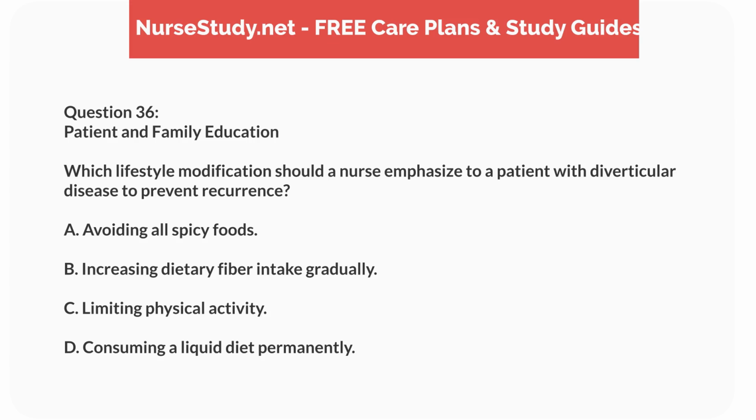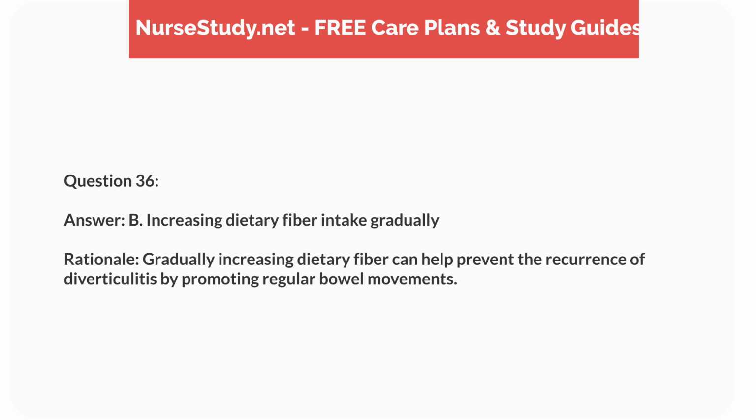Question 36. Patient and family education. Which lifestyle modification should a nurse emphasize to a patient with diverticular disease to prevent recurrence? A. Avoiding all spicy foods. B. Increasing dietary fiber intake gradually. C. Limiting physical activity. D. Consuming a liquid diet permanently. Answer: B. Increasing dietary fiber intake gradually. Rationale: gradually increasing dietary fiber can help prevent the recurrence of diverticulitis by promoting regular bowel movements.